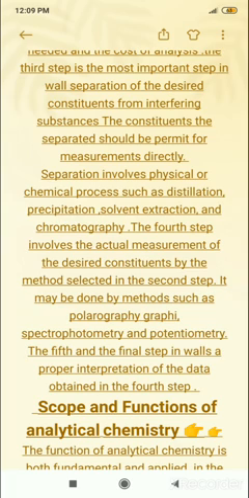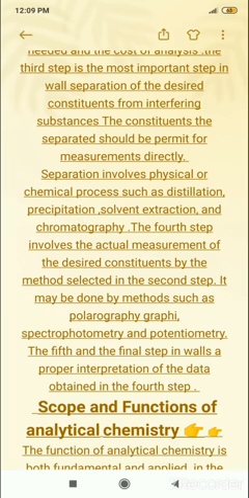The fourth step involves the actual measurement of the desired constituents by the method selected in the second step. It may be done by methods such as polarography, spectrophotometry, potentiometry, etc.